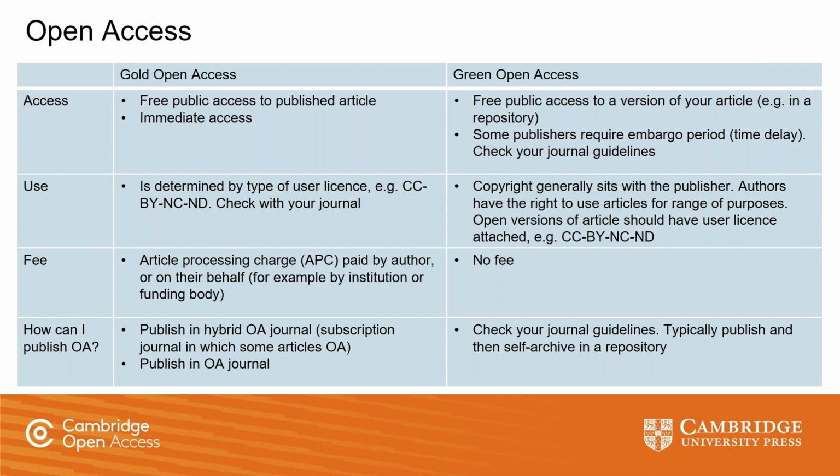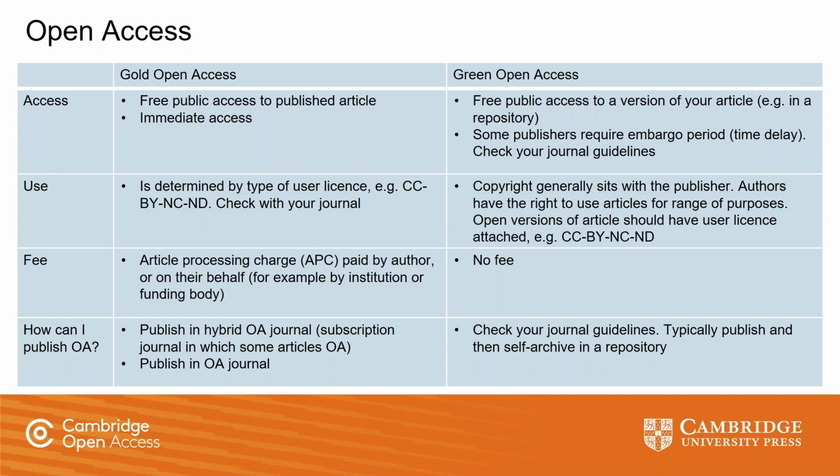So what types of open access are there? They're generally referred to as gold open access and green open access. These are the 2 most common types, and they have different versions. For gold open access, you see free public access to published articles and immediate access to those articles.